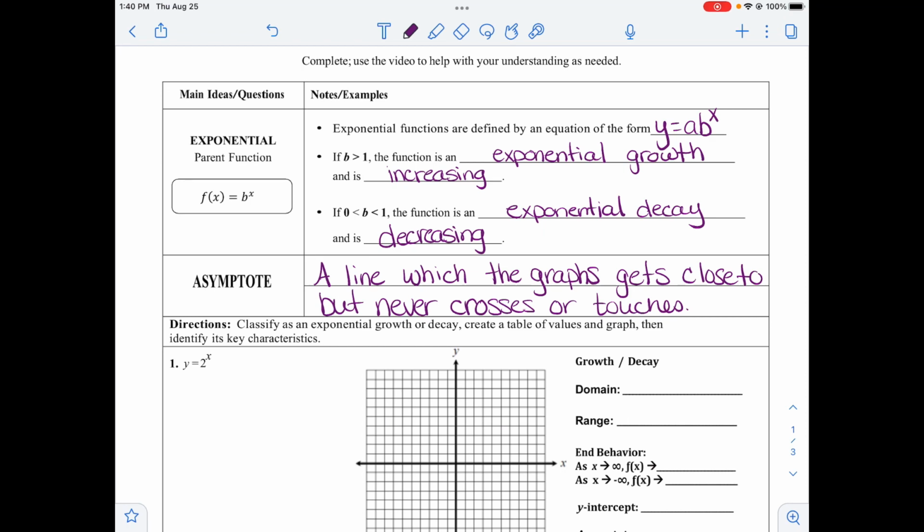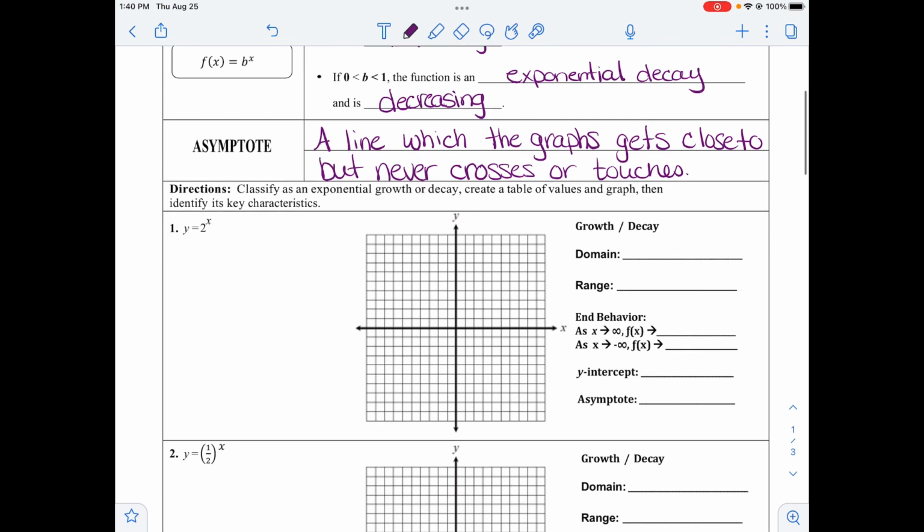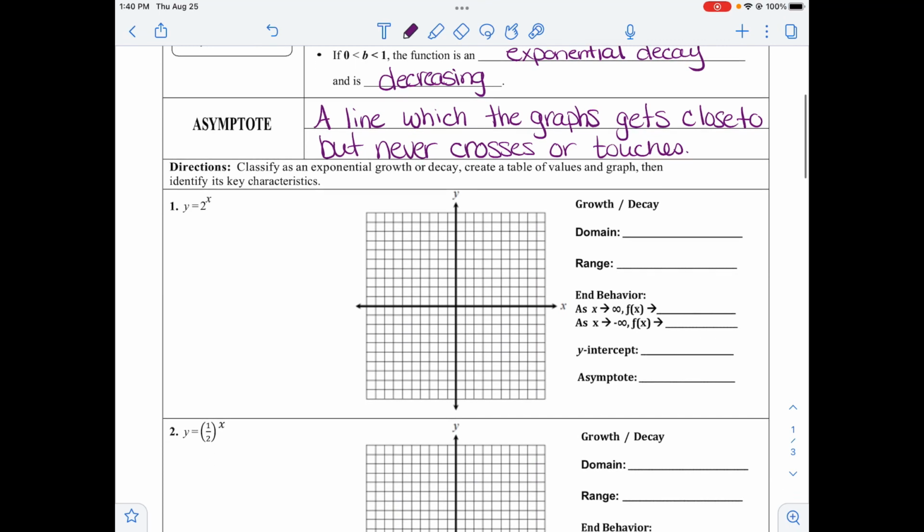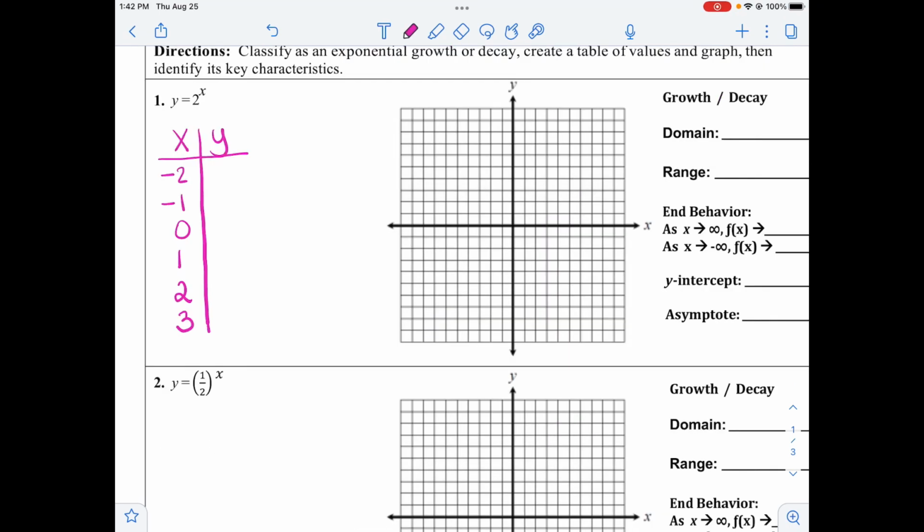All right, so the first section we're going to talk about is being able to plot an exponential function, whether it's growth or decay, being able to identify that, make a table, and then be able to identify some key features. So we look at this first graph, and we see that it has a number that is bigger than 1, so that's our base. That tells us that it is actually going to be growing. So we know it's a growth.